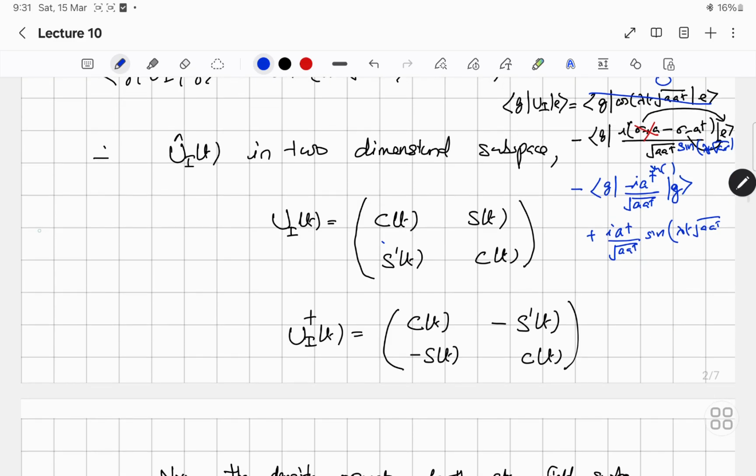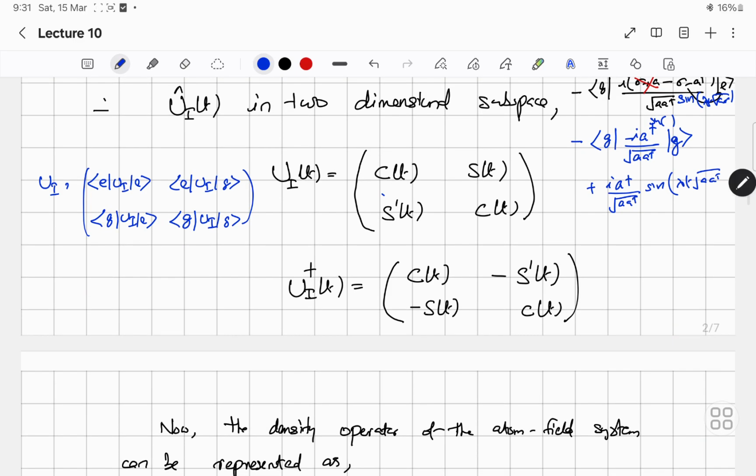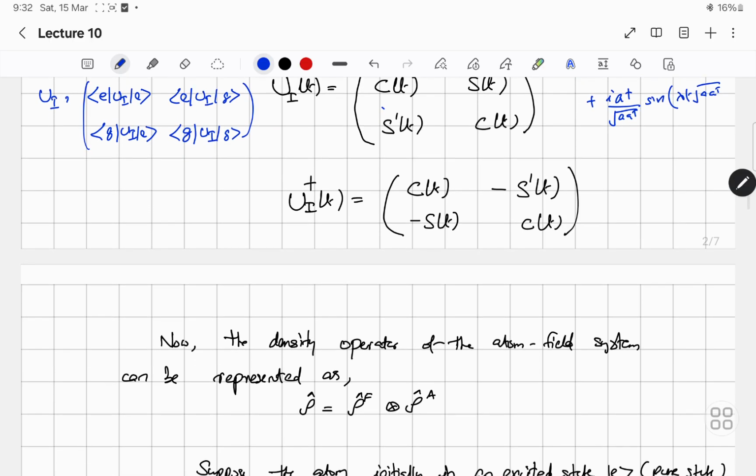Okay, because these are simply the matrix elements of UI. The first element is ⟨e|UI|e⟩, then ⟨e|UI|g⟩, ⟨g|UI|e⟩, and finally we have ⟨g|UI|g⟩. So this is the convention we have followed. And if you take its dagger, this becomes C(t), −S'(t), S(t) and C(t).